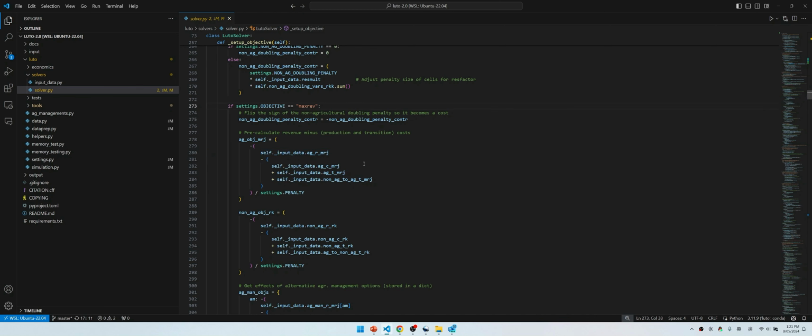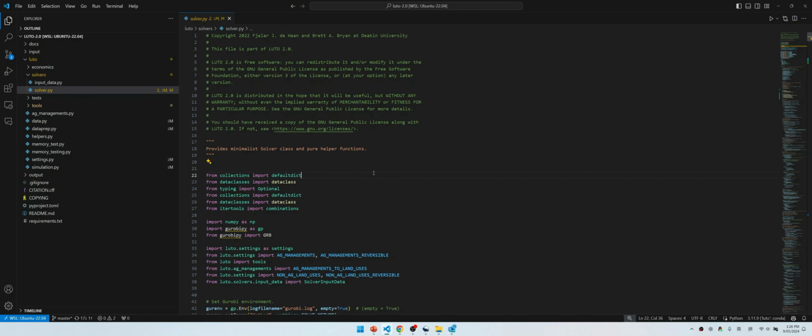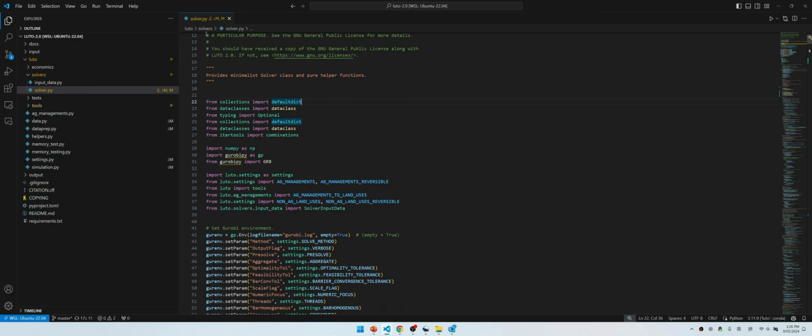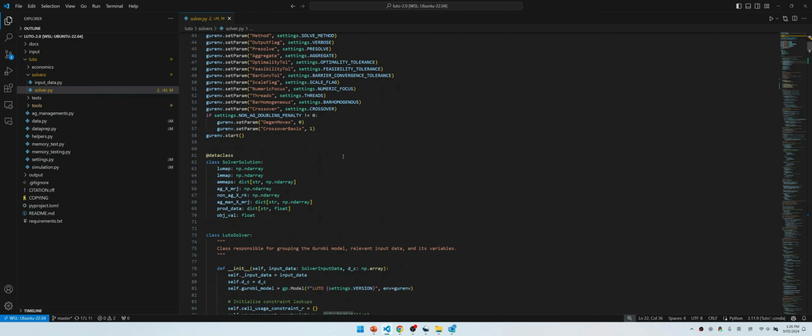So that's max revenue. In a similar way, if we set the mode to min cost, we will only add up agricultural cost, agricultural transition cost, and the non-agricultural to agricultural transition cost, and we want the cost to be as small as possible. That is how Luto mathematically achieves the optimization function. Now let's have another walkthrough of solver.py. Everything should become clear to us.